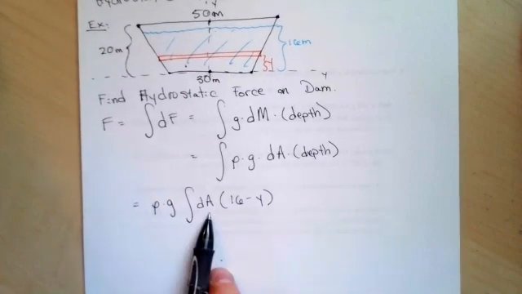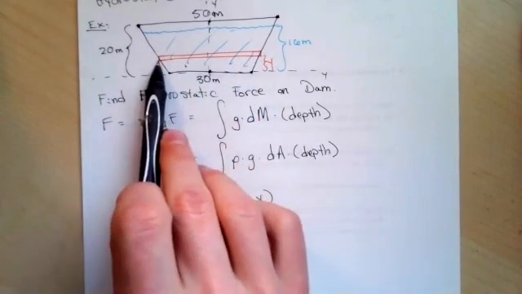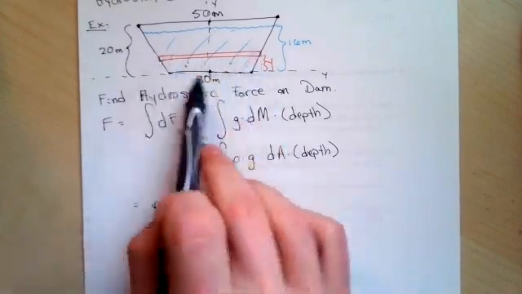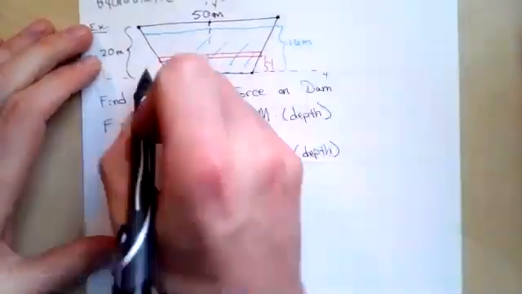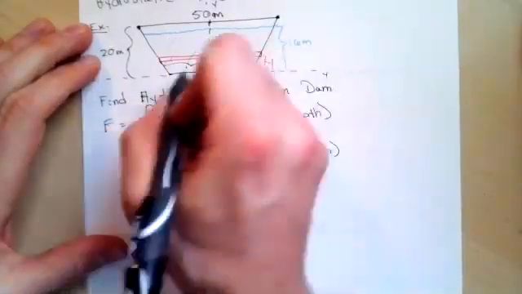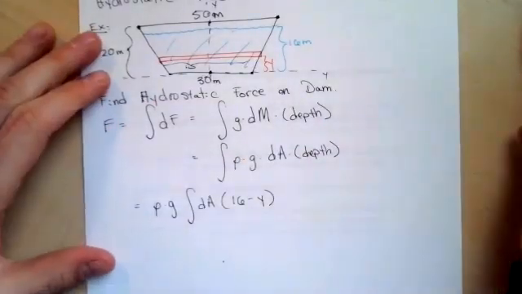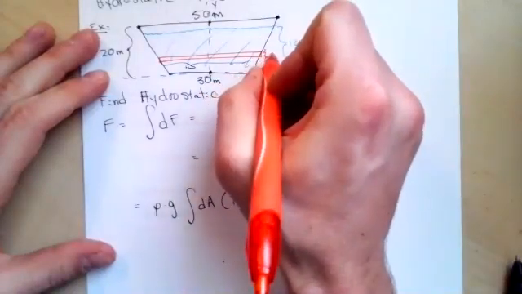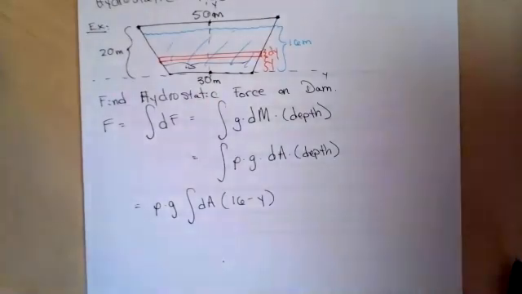And then, of course, we got to figure out what our dA is. So the dA is going to be given by our width of the slice. So we may want to introduce some extra variables. And we can call the width W. Of course, our thickness of the slice is just dy. How do we find W?